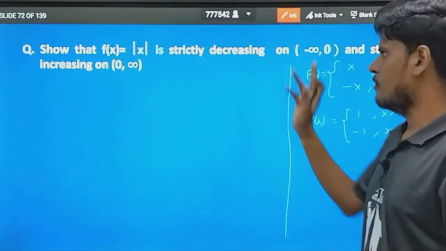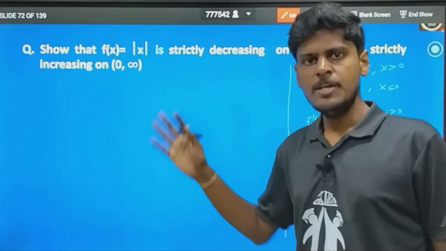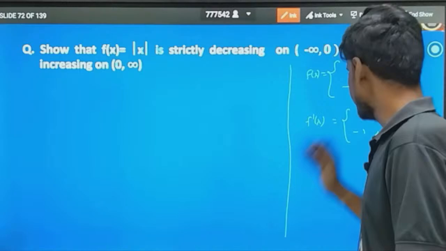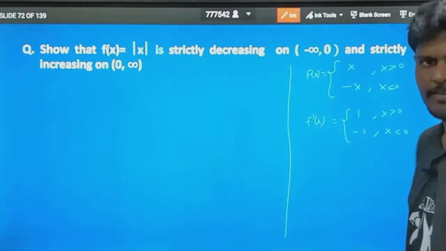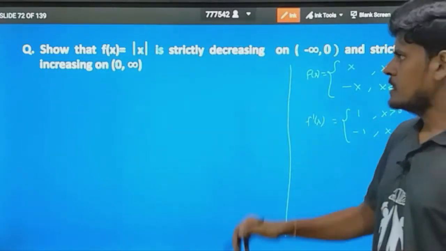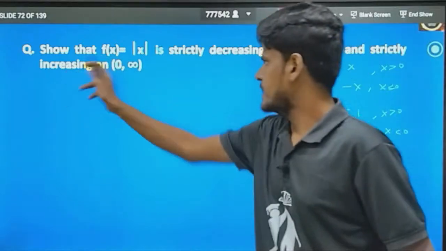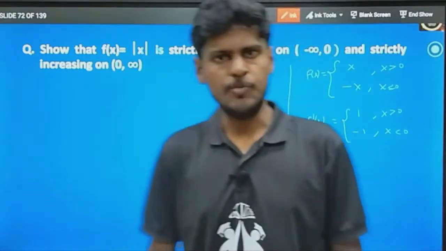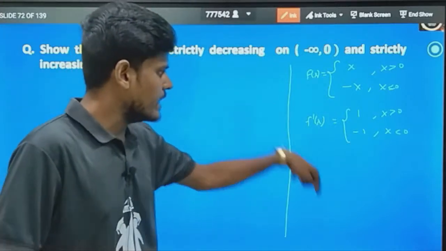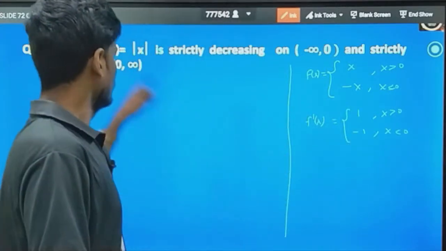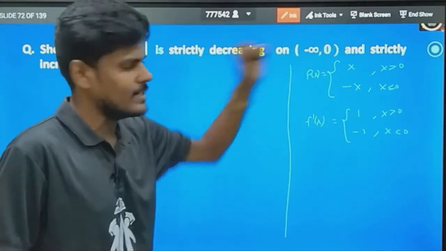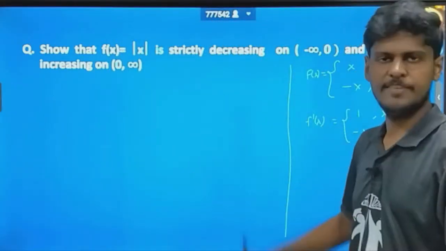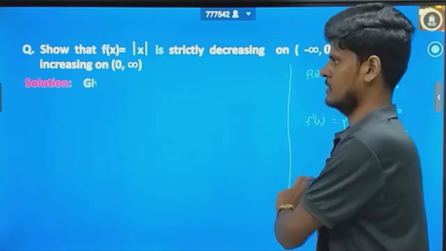Now by observation, what do we need to prove? F dash of x positive means it is increasing, negative means it is decreasing. Here f dash of x is positive when x is greater than 0, that means f of x will be increasing when x is greater than 0, and f dash of x is negative, minus 1, that means f of x will be decreasing when x is less than 0. So f of x is decreasing in the interval when x is less than 0. That is the easiest way to prove this question.